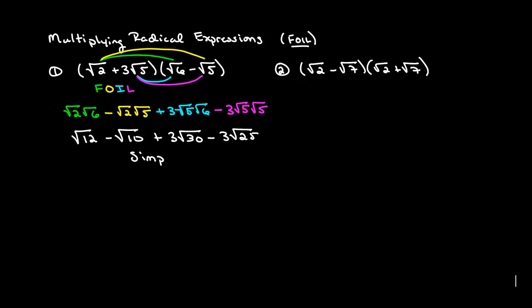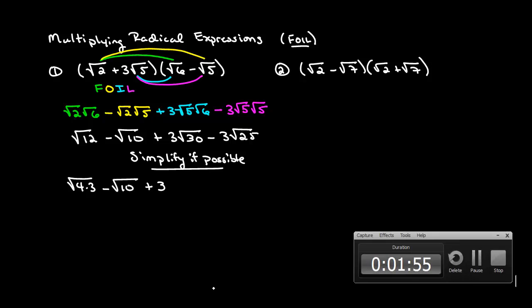And again, we should go ahead and simplify even further if we can to see if any of these guys can be combined. So we'll check each of these. Well, square root of 12 we can break down as 4 times 3. Square root of 10, nothing good in there to break down. Now square root of 30, you might have to think about it a little bit.